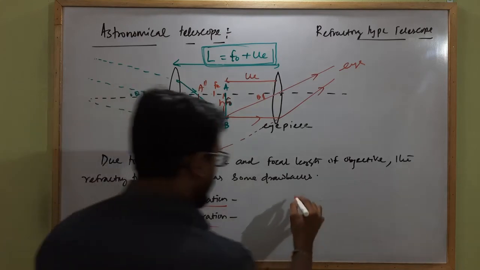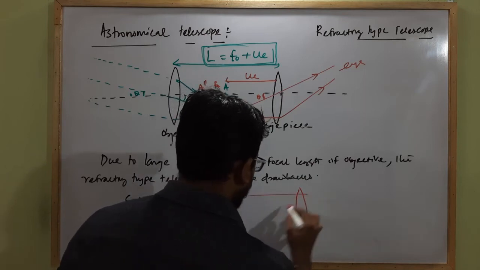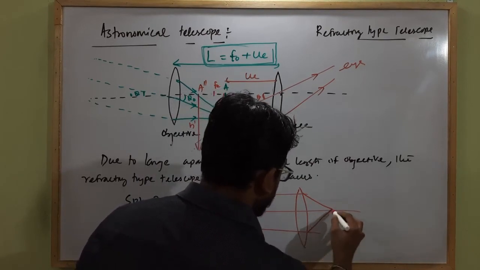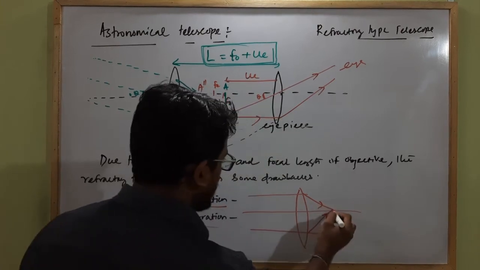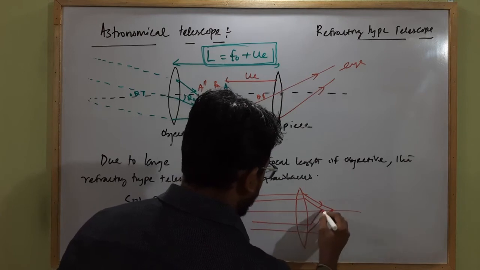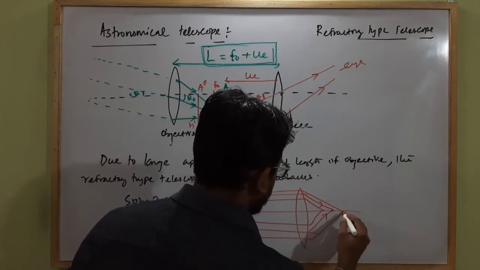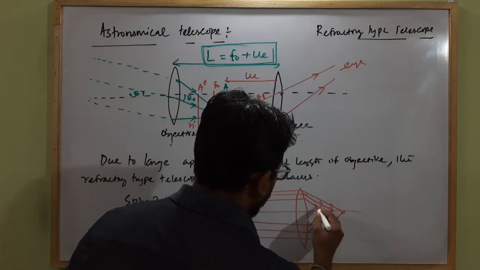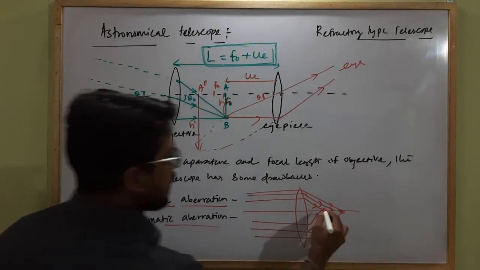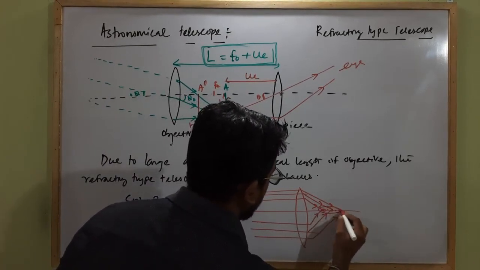That's why, if this is a very large aperture lens, the rays which are coming parallel to the principal axis will not converge at a single point. These rays are converging here. There are some other rays which are converging at some other point. So as the rays are converging at different points, the final image will not be at a single particular position. It will be obtained at different locations. That's why the final image will be blurred in nature.